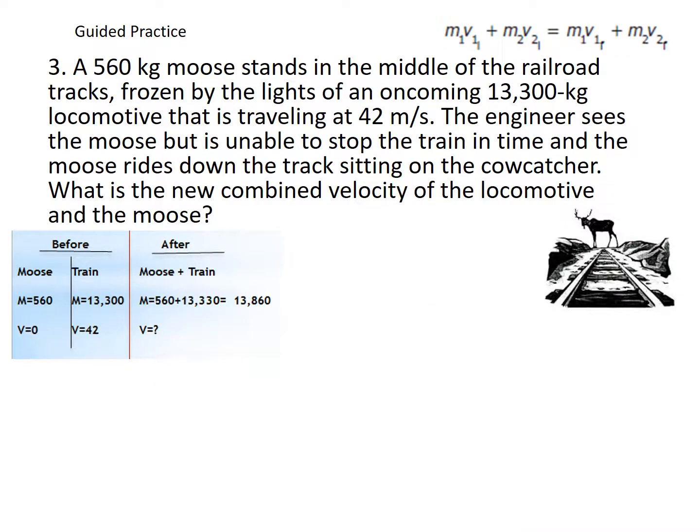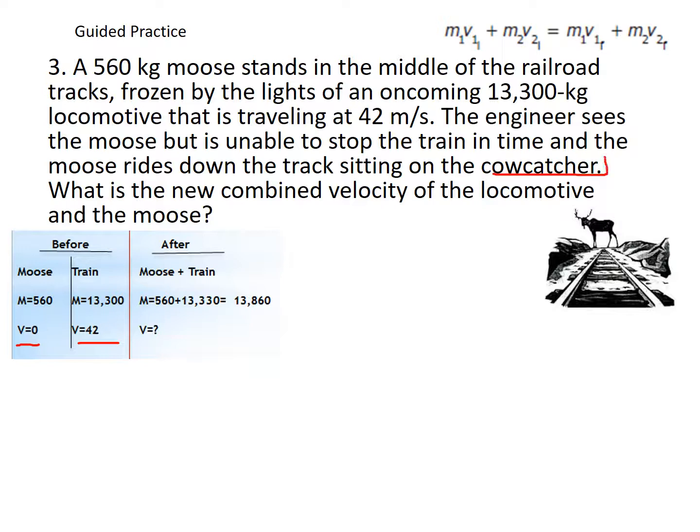A 560 kilogram moose stands in the middle of the railroad tracks, frozen by the lights of an oncoming 13,300 kilogram locomotive that is traveling 42 meters per second. So this is all before. The moose mass is 560, velocity 0 here on the left, and the train is info here before. The engineer sees a moose but is unable to stop the train in time, and the moose rides down the track sitting on the cow catcher.